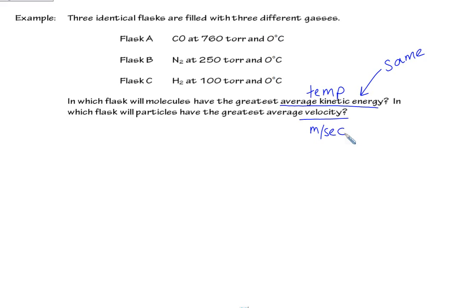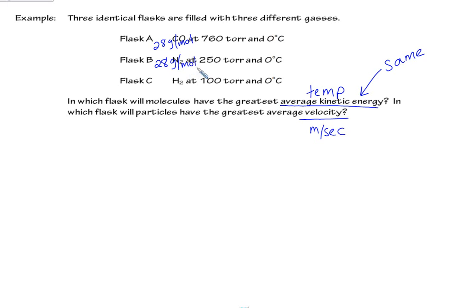Velocity depends on mass. So then I'm going to look at the masses of these different particles. Carbon monoxide, let's just say we estimate carbon about 12, oxygen about 16. So maybe this one's like 28 grams per mole. Maybe this one's 14 times 2, 28 grams per mole. Ooh, tricky. They're about the same.